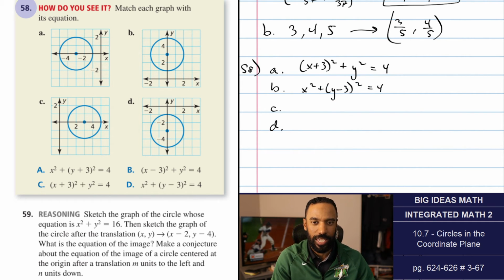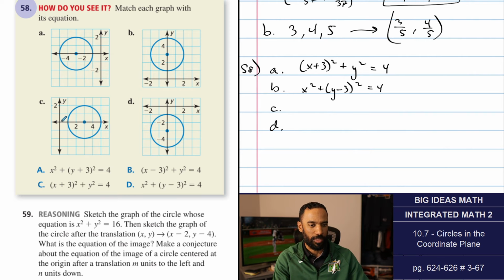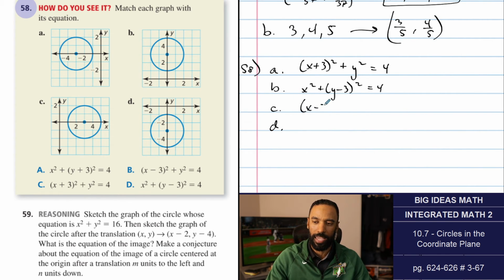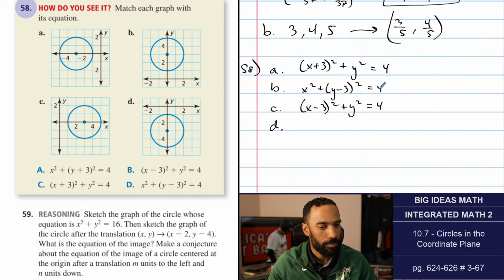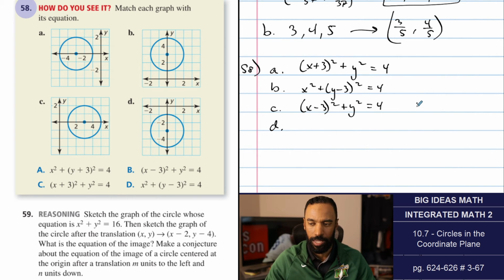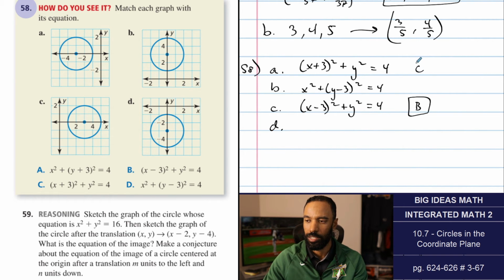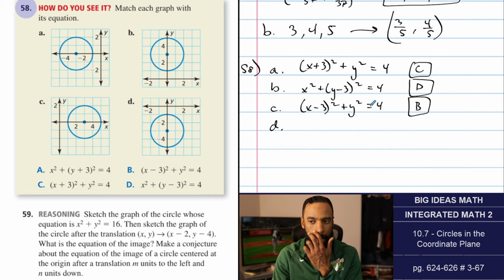And then part C, this graph. Match each graph with its equation. I'm going based off the graph. 3, 0, so you'll see x minus 3 quantity squared plus y squared equals 4. That's B. I'll just write these here: B, this was A, no, this wasn't A. This was C. This was D. And it looks like the last one by process of elimination will be A.